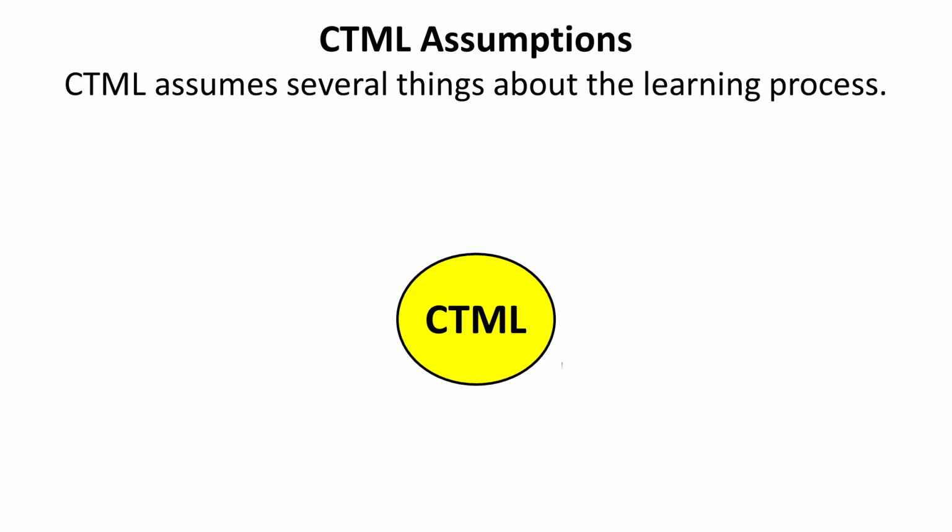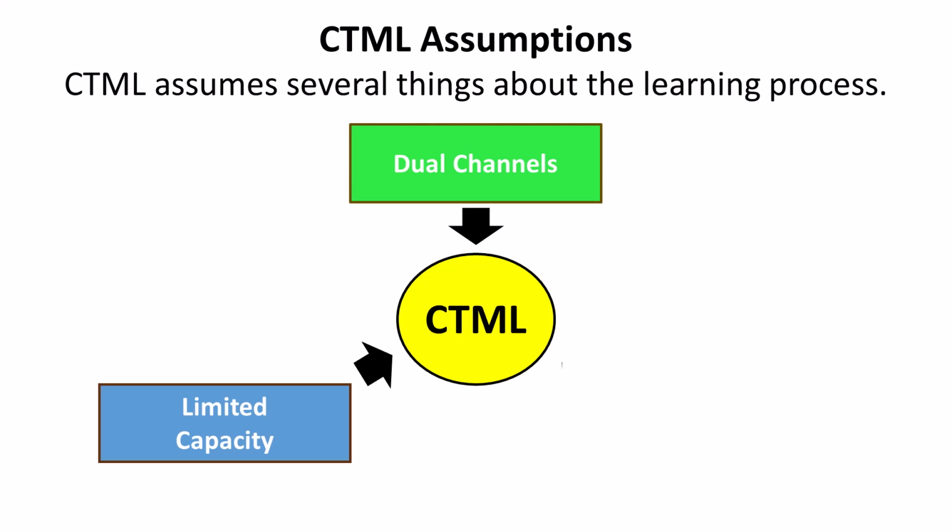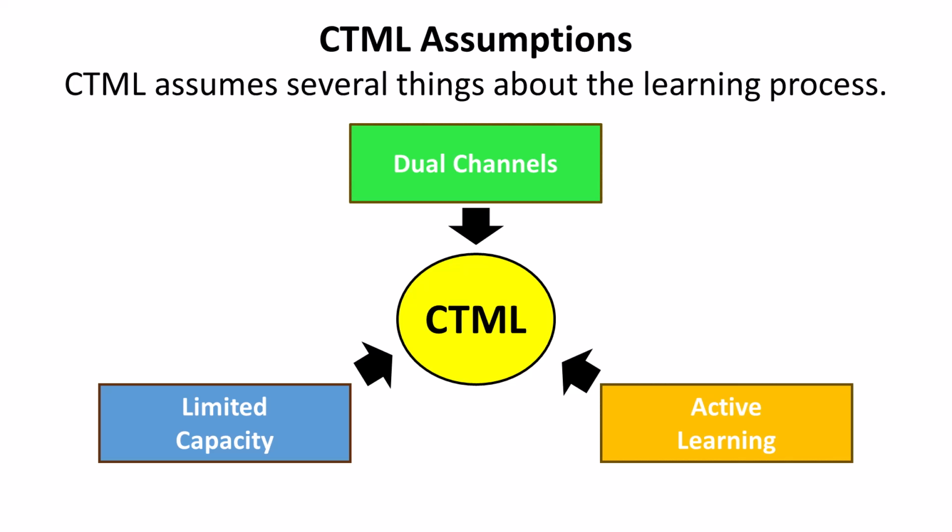CTML assumes several things about the learning process. It assumes that we process information using dual channels, visual and auditory. It assumes that we have a limited capacity for processing information in those two channels, and that all individuals are active learners in the learning process.